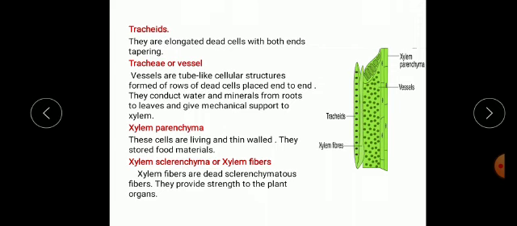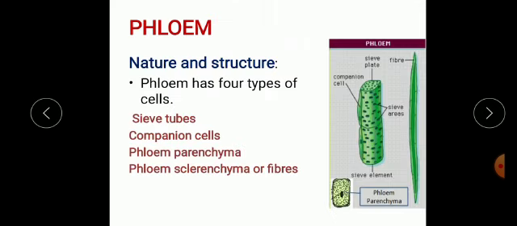Xylem parenchyma. These cells are living and thin-walled. They store food material. Xylem sclerenchyma, also known as xylem fibers. Xylem fibers are dead fibers. They provide strength to the plant organs.